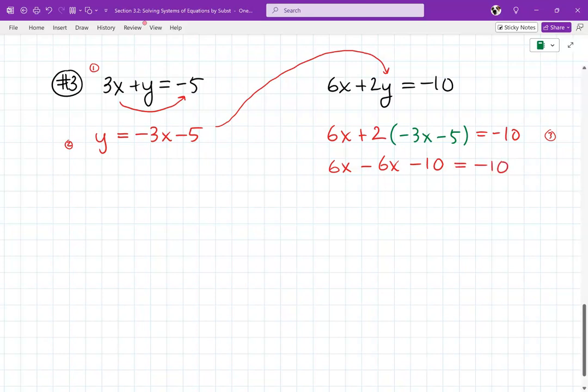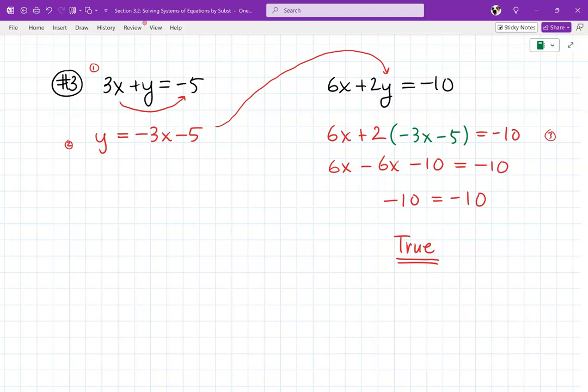You notice anything interesting that's going to happen on the left side? It's going to cancel. Yeah, it's going to go to 0. So I basically get negative 10 equals negative 10. There's no variable for me to solve. Okay, well, when the variable disappears, then I have to rely on, is this a true statement or a false statement? That's true. Negative 10 is equal to negative 10. This is true.